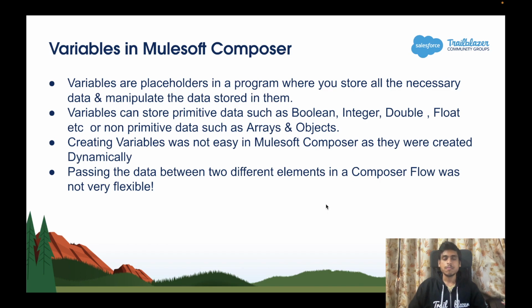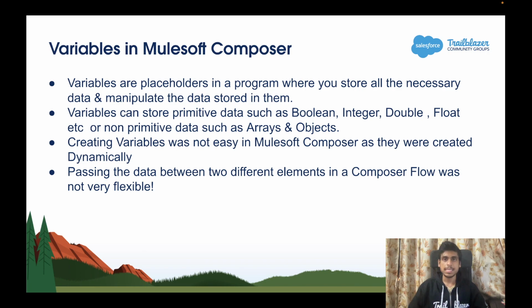Before using variables in MuleSoft Composer, let's first understand what a variable means. Variables are placeholders in a program where you store all the necessary data and manipulate the data stored in them. Variables basically act as a building block of your computer program, on the basis of which you perform a set of actions. Variables can store primitive data such as boolean, integer, double, float, etc., and non-primitive data such as arrays and objects. You can think of arrays as lists of data and objects as simple key-value pairs.